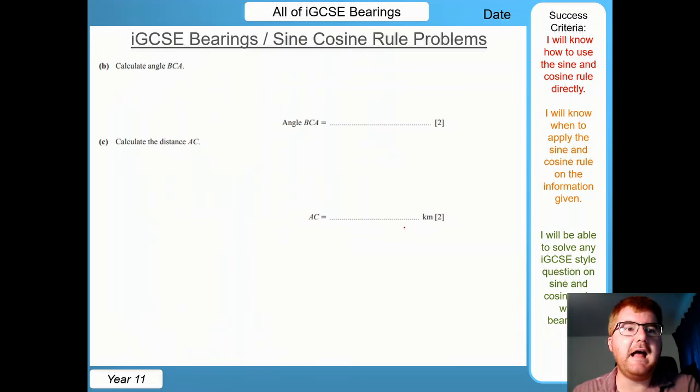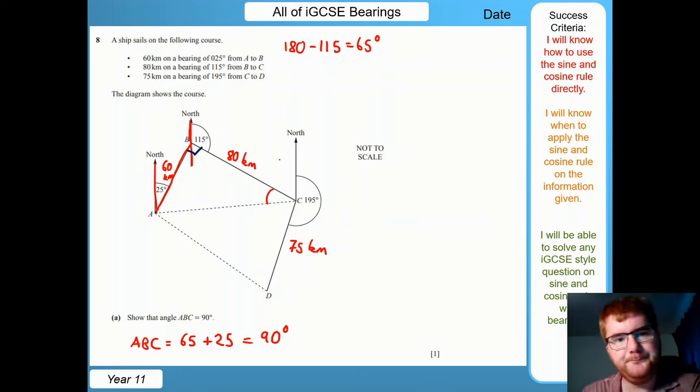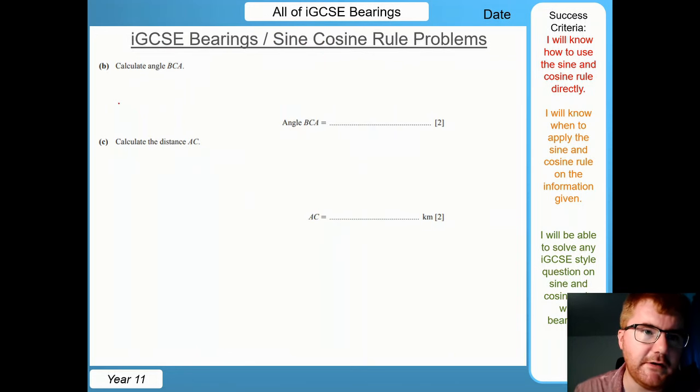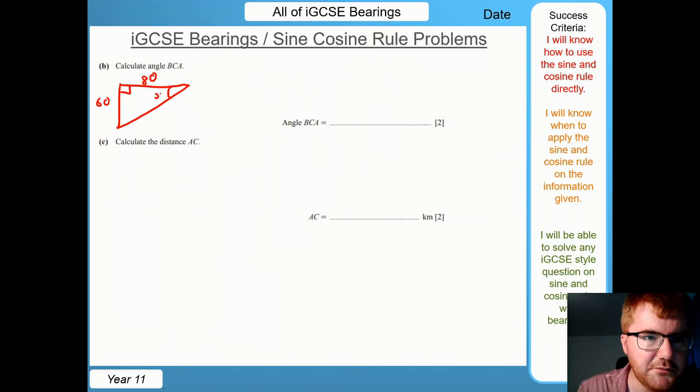Like so. And for part B, we need to calculate angle BCA. So let's find out what angle that is first of all. BCA, that's going to be this angle here. Now notice we've actually got a right angle triangle here. This is why these kind of questions do follow through. If I just draw out this triangle separately, it'll probably be easier to visualize what we're going to do. So essentially what we have here is a right angle triangle. This is 60, this is 80, and we're looking for this particular angle here, which we'll just call X for the moment. This is going to involve using trigonometry.